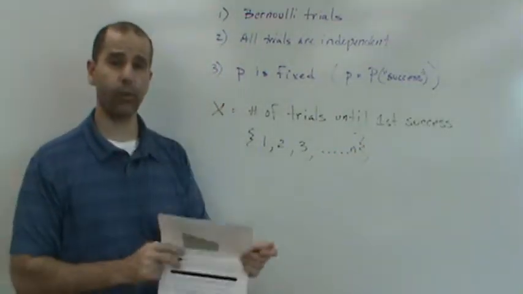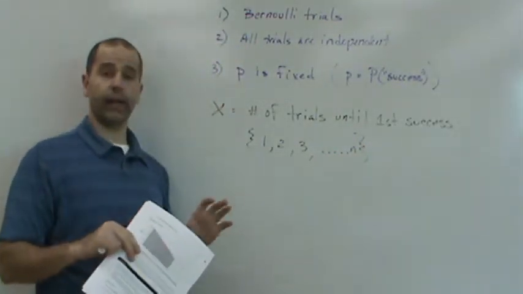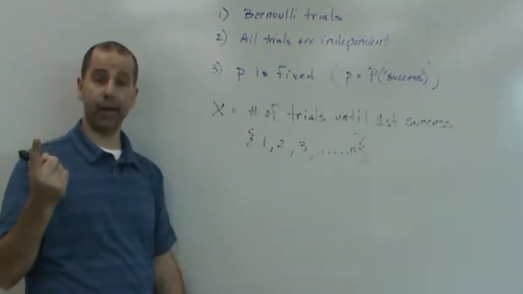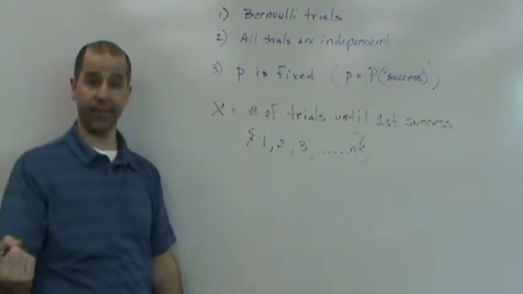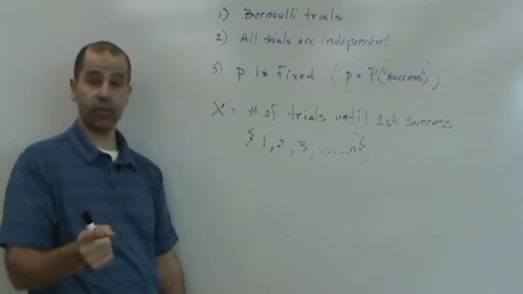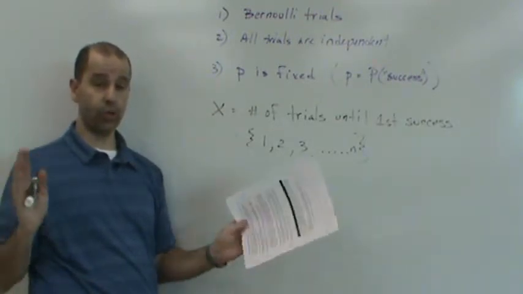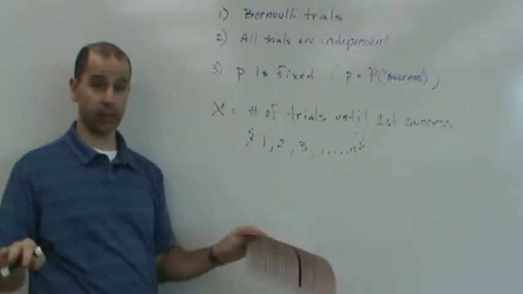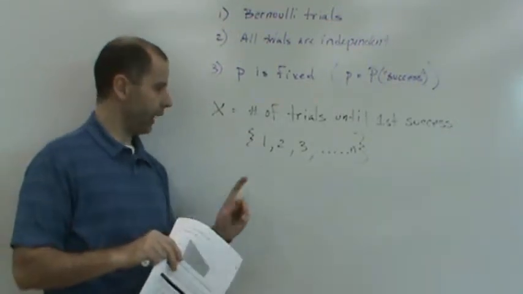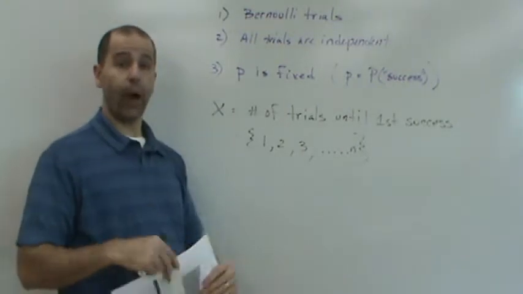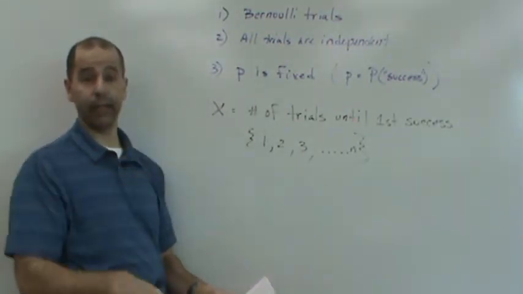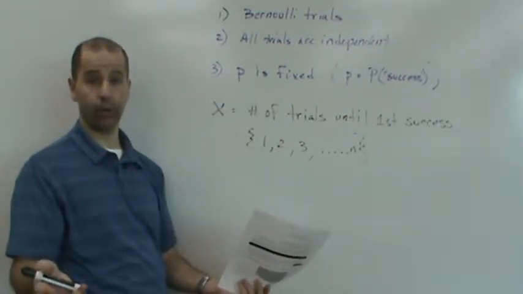So in this case, with the geometric experiment, you're always going to have n minus 1 failures and then 1 success. Because remember, we're just interested in doing the experiment until we get the first success. As soon as we get our first success, we're stopping the experiment. So n can keep going. Hypothetically, n can go off to infinity, so n can't be fixed, okay?